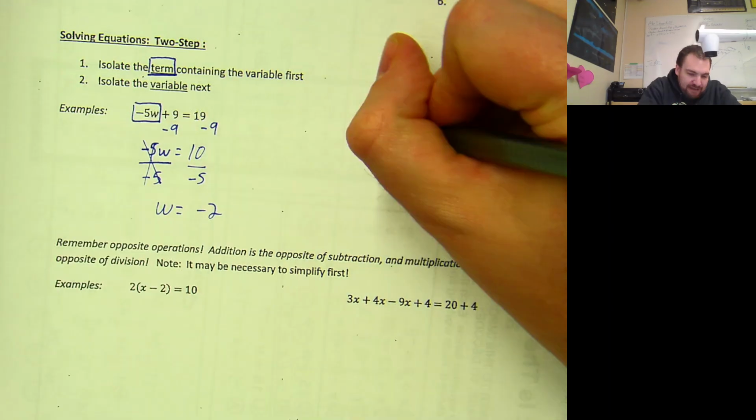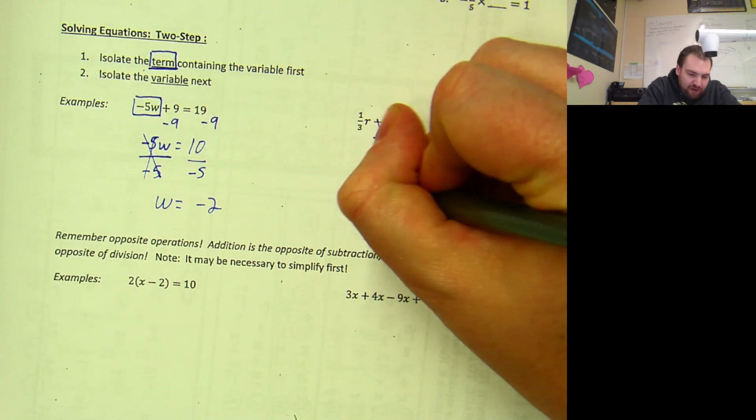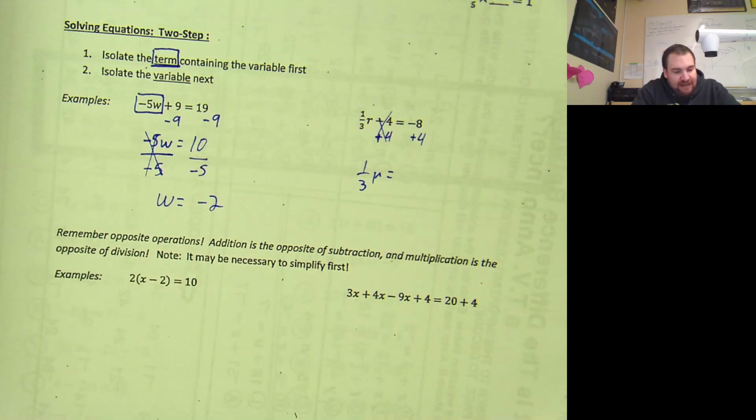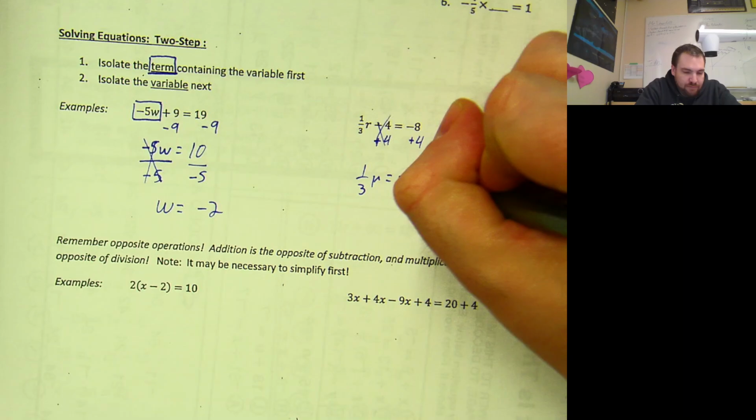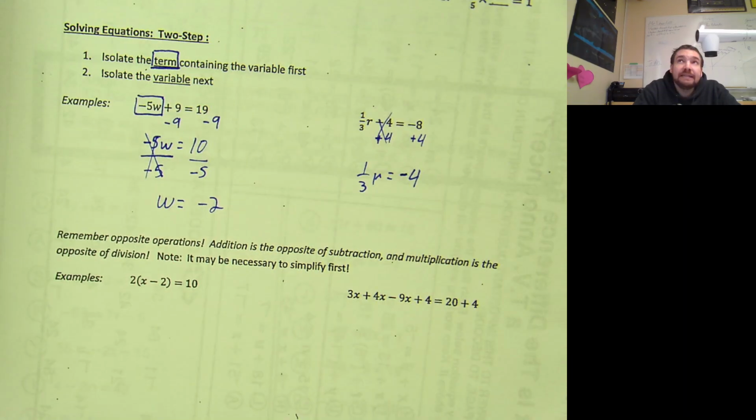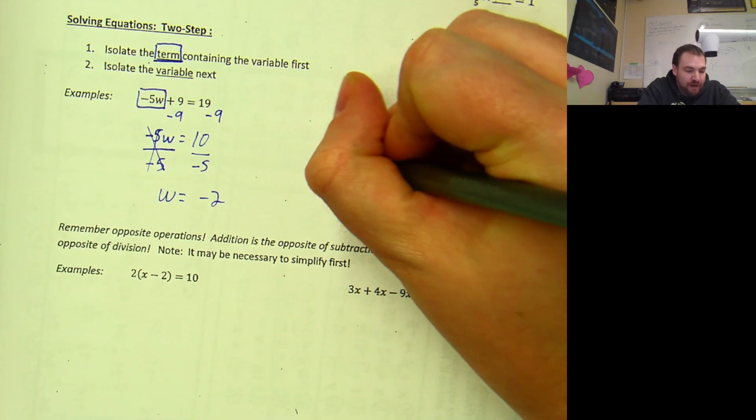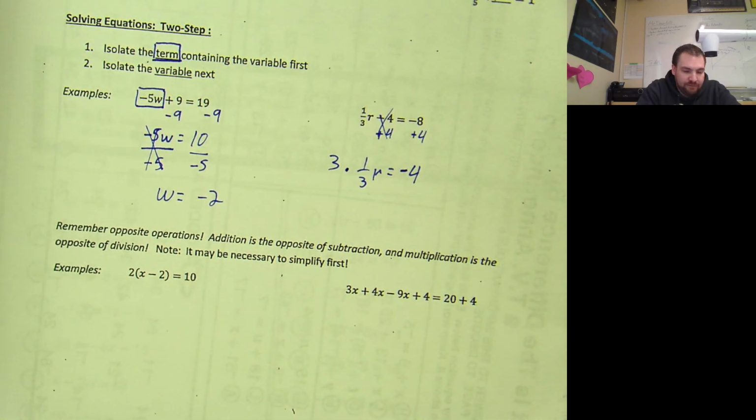So here it's going to cancel, leaving me with 1/3 r. And then I've got a negative 8 plus 4. Thank you. And then now I've got 1/3 r equals negative 4. How do I get rid of 1/3? Rebecca? Multiply it by 3 over 1. Love it. Or multiply just by 3.